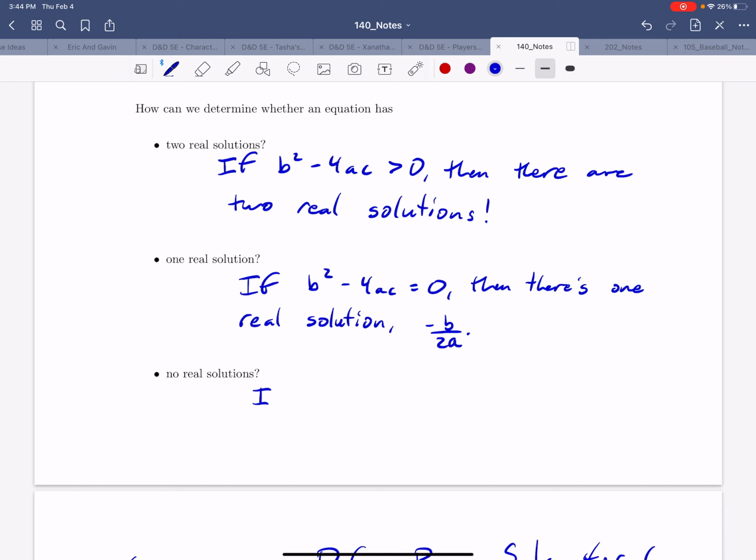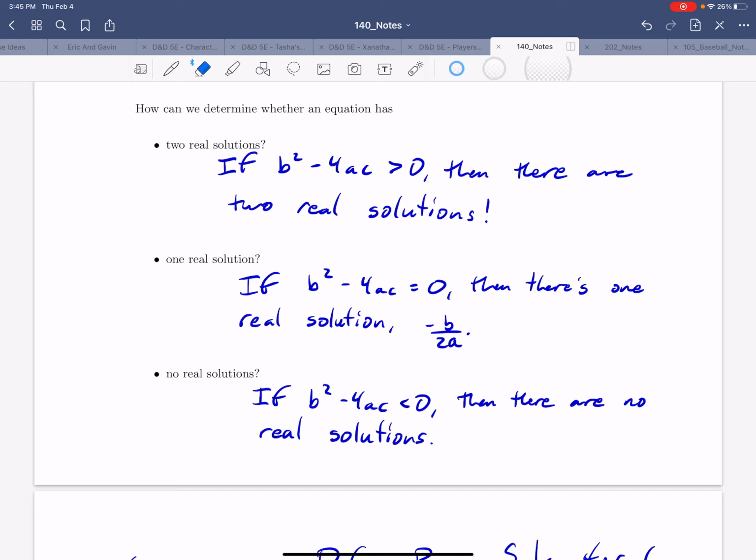And lastly, if b squared minus 4ac is less than 0, then we've got a problem, right? Because you can't take the square root of a negative number. Then there are no real solutions. And you just write that there are no real solutions. Maybe we'll get rid of the exclamation point, okay?